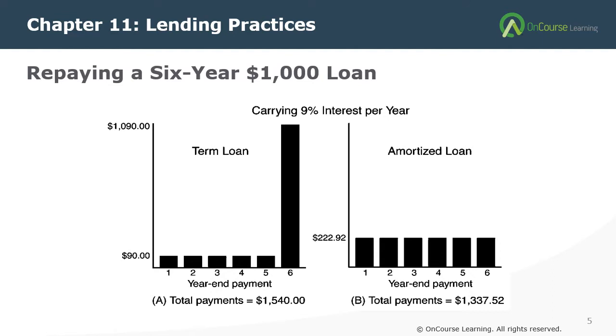The amortized loan, on the other hand, all of the payments are equal. For a $1,000 loan over 6 years with annual payments and 9% interest, the payment each year is $222.92. So the payments are equal each and every year, and after the last payment is made, there is zero due on the loan. As we can see, there's a substantial difference between the total payments between the term and the amortized.